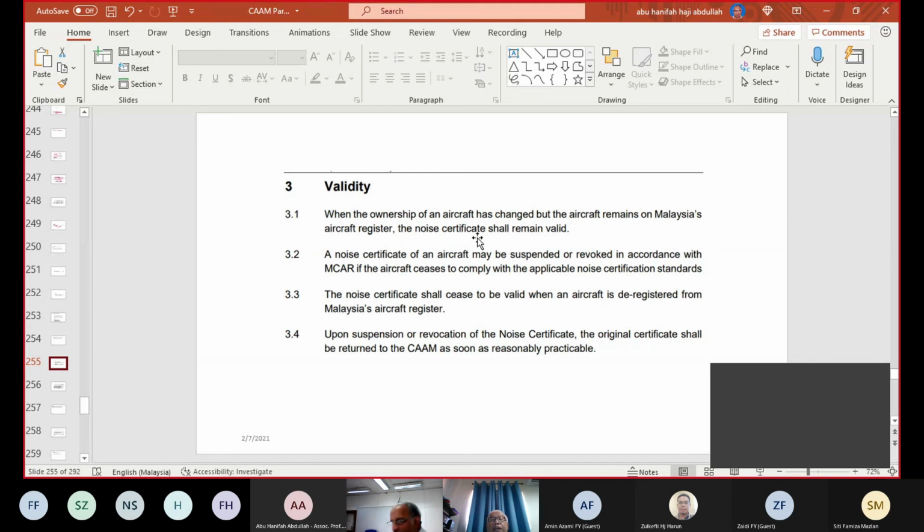Validity: when the ownership of the aircraft has changed but the aircraft remains on the Malaysian aircraft registry, the noise cert shall remain valid. A noise cert of an aircraft may be suspended or revoked in accordance with MCA if the aircraft ceases to comply with applicable noise cert standards. The noise cert shall cease to be valid when the aircraft is deregistered from the aircraft register. Upon suspension or revocation of the noise cert, the original cert shall be returned to CAAM as soon as reasonably practicable.